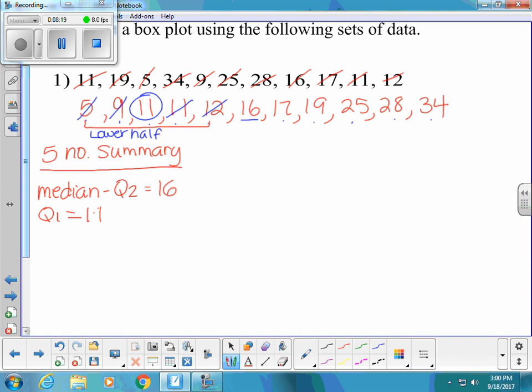Then we'll do the same thing with what we call the upper half of the data. Again, I didn't use 16. 16 was the middle, so it doesn't get used for either the upper or the lower half. And what we're going to find now is Q3, quartile 3. Okay, so again, it's okay if you cross them off this time because this is the last time we're going to use them. So beginning, and 25 came out to be the middle number. So that's Q3.